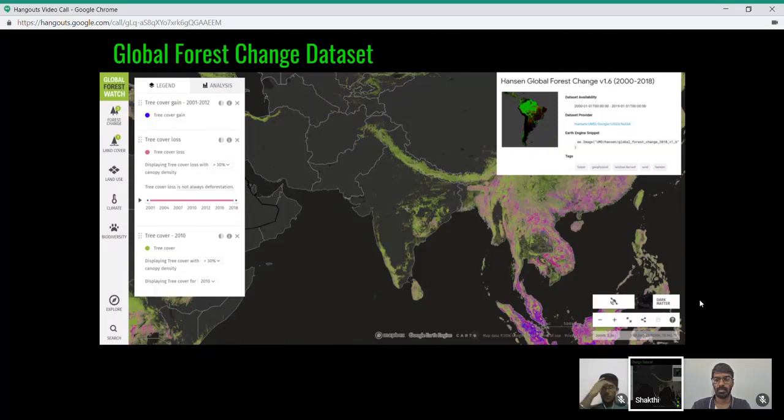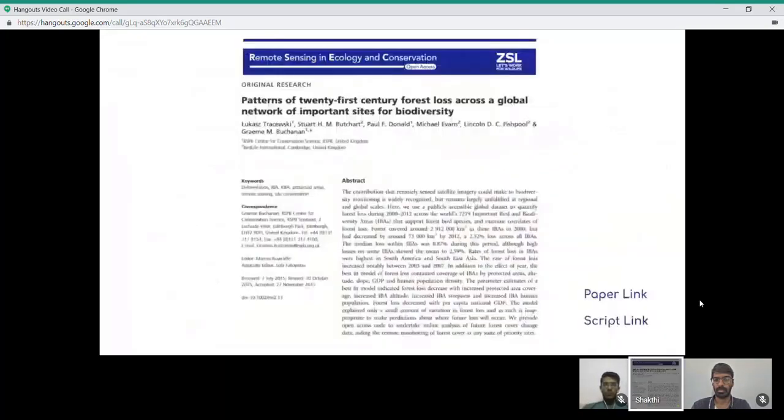When I was researching about it, I found a similar study done by RSPB and BirdLife International for forest loss in important bird areas. The script was also accessible, so I've used it and adapted it for my study. You can find the paper and script in the links provided below.